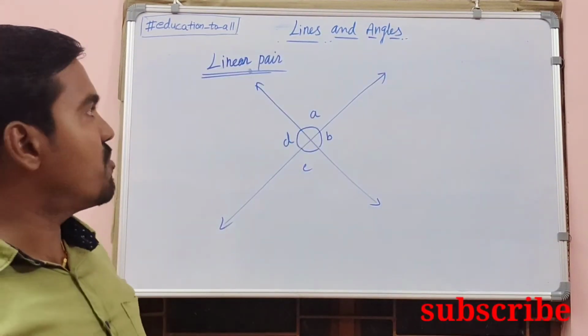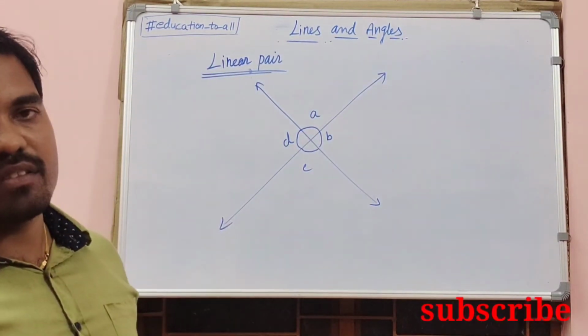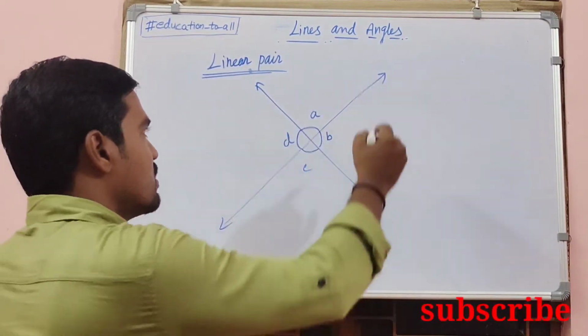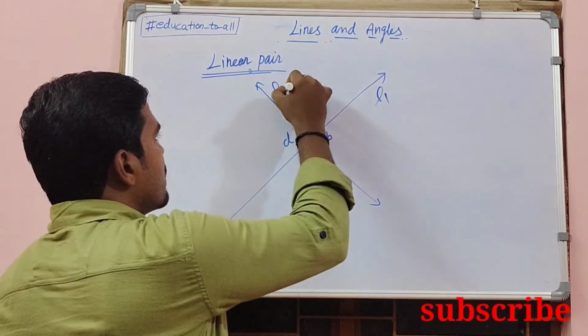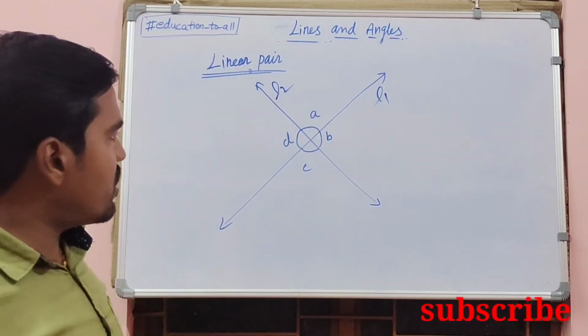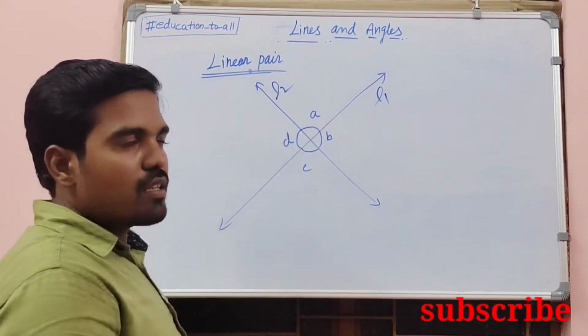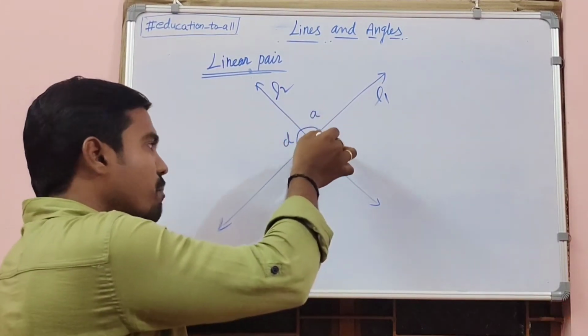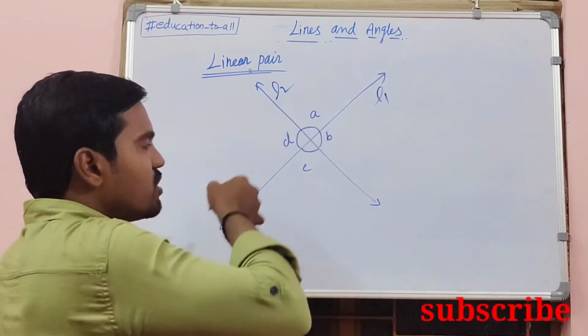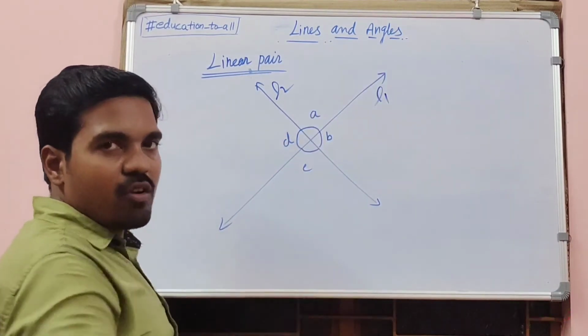So the next concept, linear pair of angles. What is meant by linear pair? Here are two intersecting lines, this is L1 and this is L2. The two lines are intersecting at one point. After intersecting, four angles are forming, which are A, B, C, D. Here L1 is one straight line, L2 is another straight line.